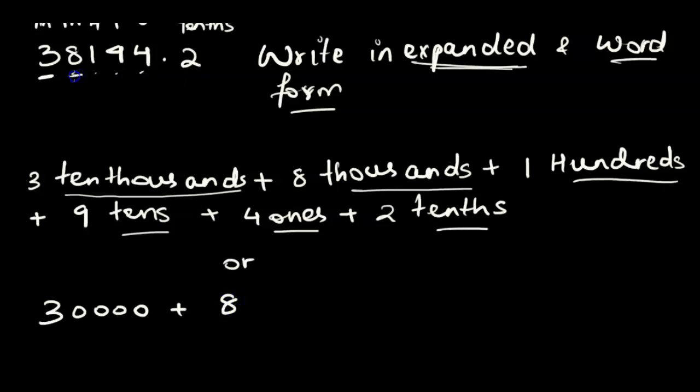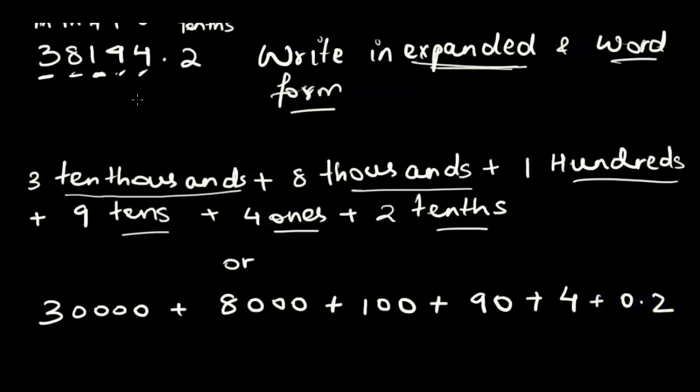How many zeros are we going to write after that? 1, 2, 3. Next we have 1. How many zeros? 2 zeros. Next we have 9 with 1 zero. After 9 we have 4 with no zero. Now what about this 2? This 2 is after the decimal, so we write it as 0.2. So expanded form can be written in this way or this way.